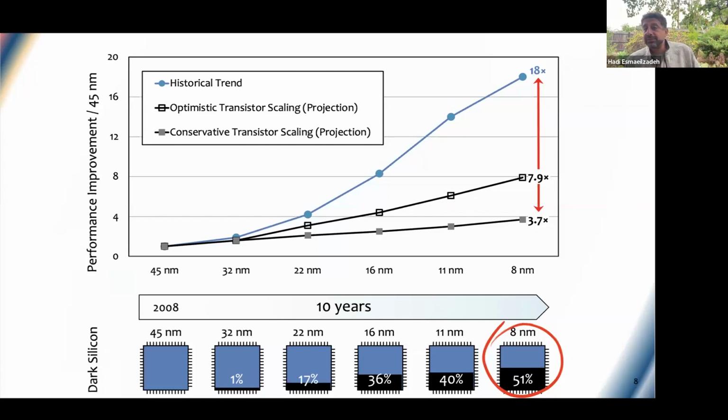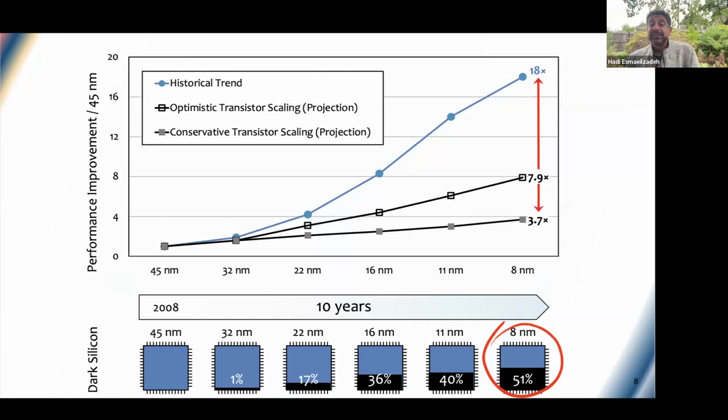And we used two different projections. One was more optimistic, based on ITRS. And for people who remember ITRS, it's no longer around. It was a consortium that set goals and ambitions for the semiconductor industry and became irrelevant because its predictions were not holding up anymore. And another one was based on conservative transistor scaling, based on some data that Shekhar Borkar, who is an Intel fellow, presented.